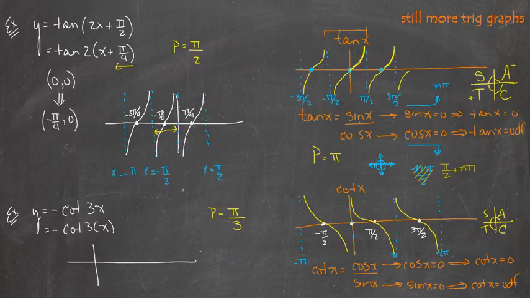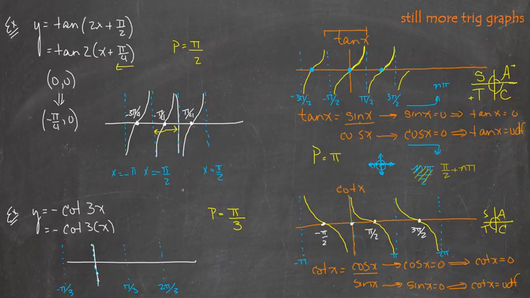So I know that with no translations, I'm still going to have an asymptote at x equals 0. And I'm going to have an asymptote every pi over 3 units. So I go forward pi over 3, and then 2 pi over 3. And I could go backward to minus pi over 3. And all I have left now is to put in the points.